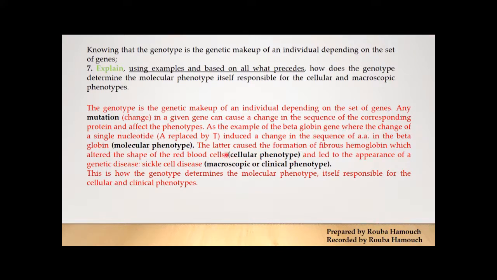We talk about the cellular phenotype. So the shape of the red blood cells is altered due to an abnormality in the globin protein. So the molecular phenotype affects the cellular phenotype. This deformation of red blood cells led to the appearance of a genetic disease, which is sickle cell disease. It's the macroscopic or the clinical phenotype. This is how the genotype determines the molecular phenotype, itself responsible for the cellular and clinical phenotypes.